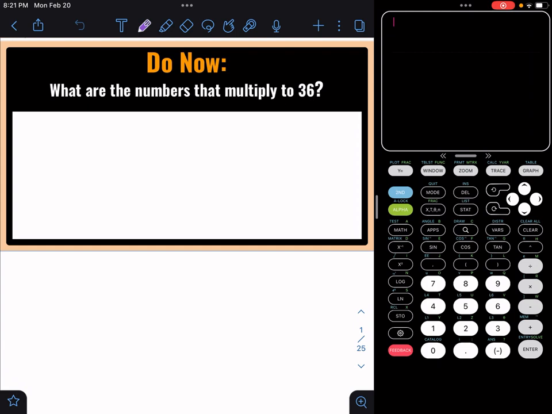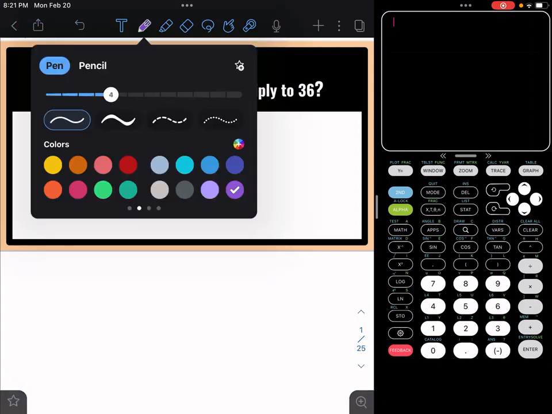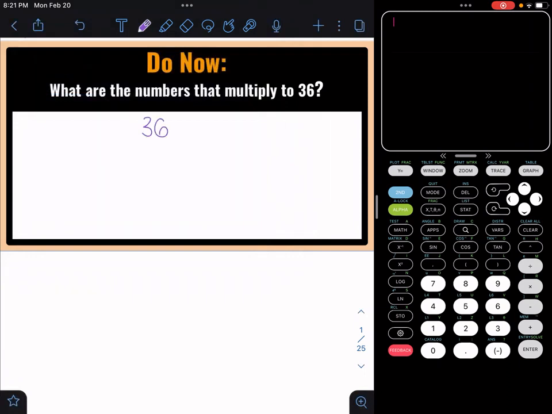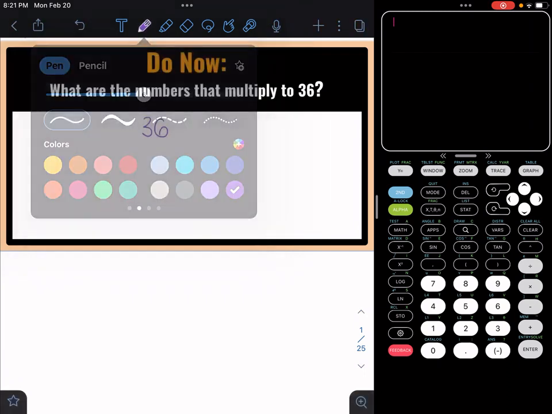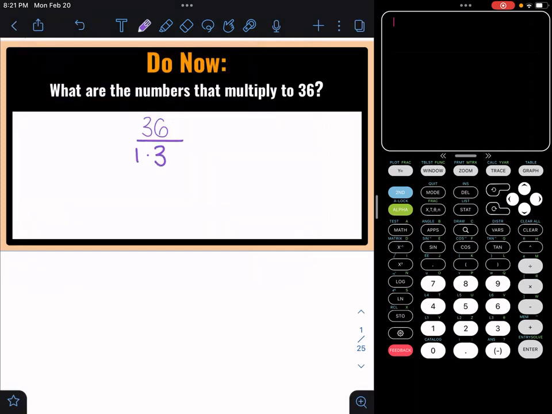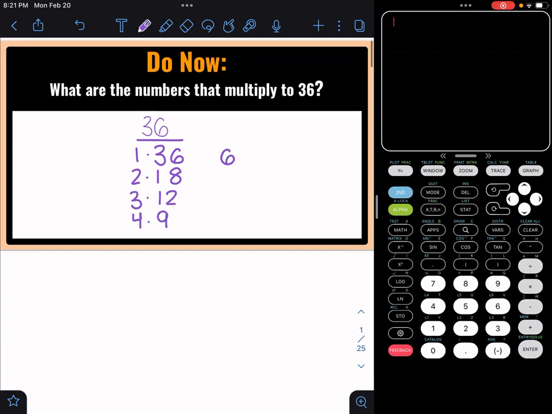So first we just want to think of what are the numbers that multiply to positive 36. For 36, we could have numbers like 1 and 36, 2 and 18, 3 and 12. We could have 4 and 9, 6 and 6.